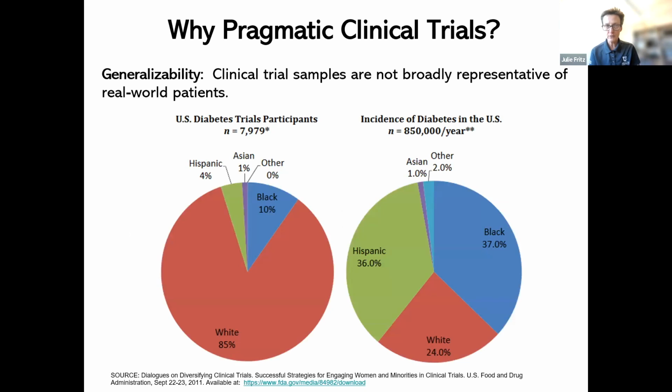Here's another example of this concern about generalizability. This is data from the FDA from a few years ago on looking at the prevalence of diabetes based on race and ethnicity in the United States, and then the trial participant breakdown with respect to race and ethnicity across almost 8,000 participants. And you can see the obvious mismatch here. And this is a concern in terms of understanding the effectiveness of interventions in diverse populations.